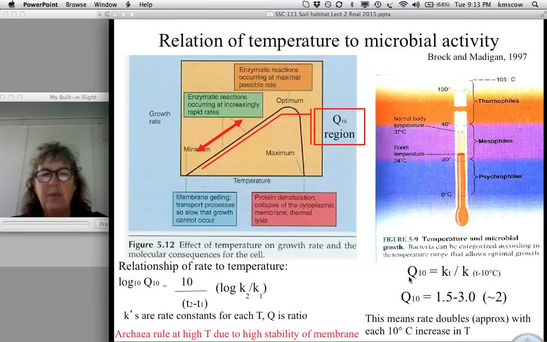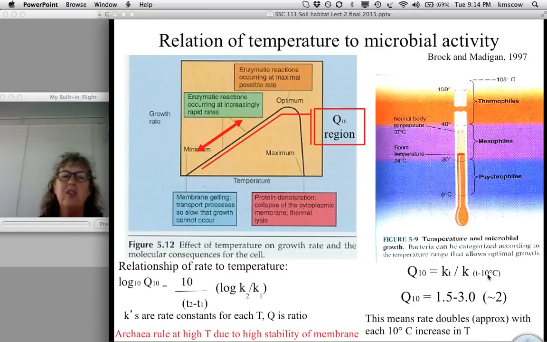Q10 relationship. So Q10 is an expression that is looking at the, sorry, I'm not ready to describe this. So Q10 equals the rate, which is a k, at a particular temperature, divided by that rate at a temperature that's 10 degrees centigrade less than that first temperature.